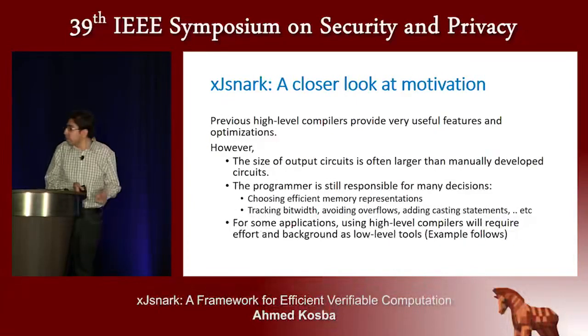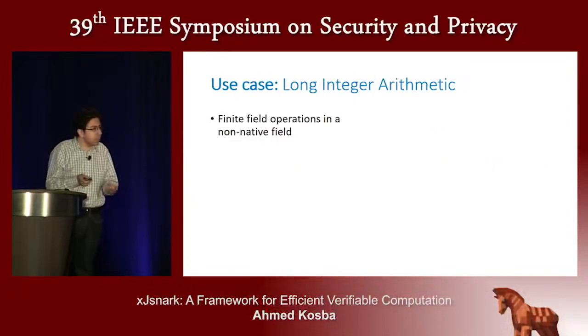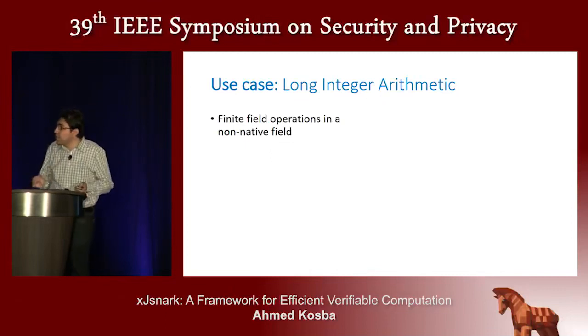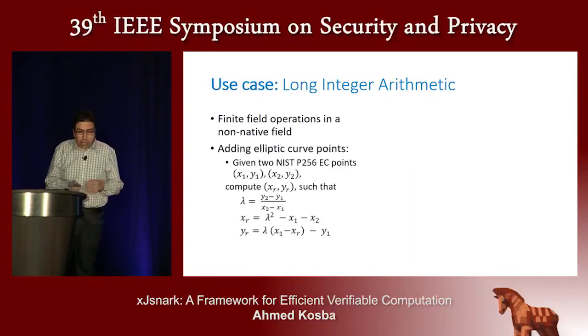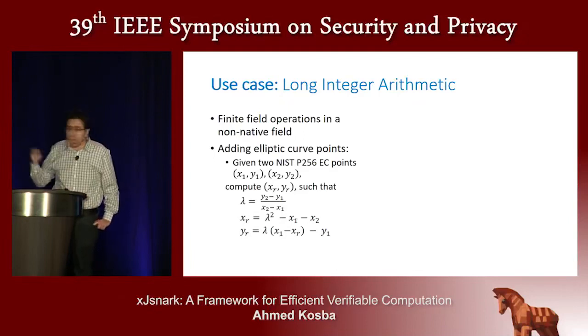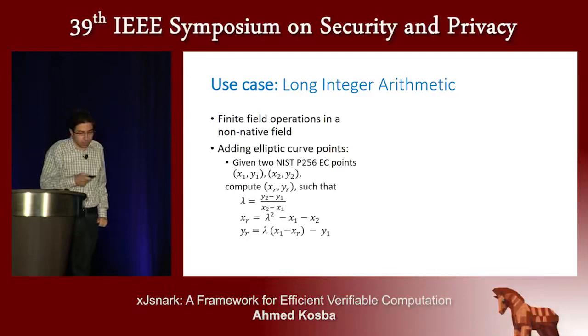And this application that I'm going to show actually appeared in 2 papers, and one of them is totally independent. So these applications are not just side cases. Let's say we would like to do some finite field operations in a non-native field, a field different from the field where the xJsnark circuit operates. Let's say we have 2 elliptic curve points over a different field, and we would like to apply the addition formula in affine coordinates, assuming all the error checks have been made.